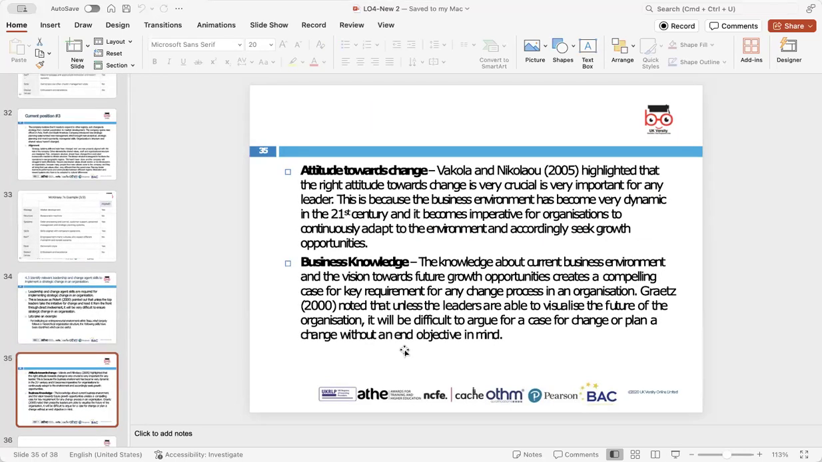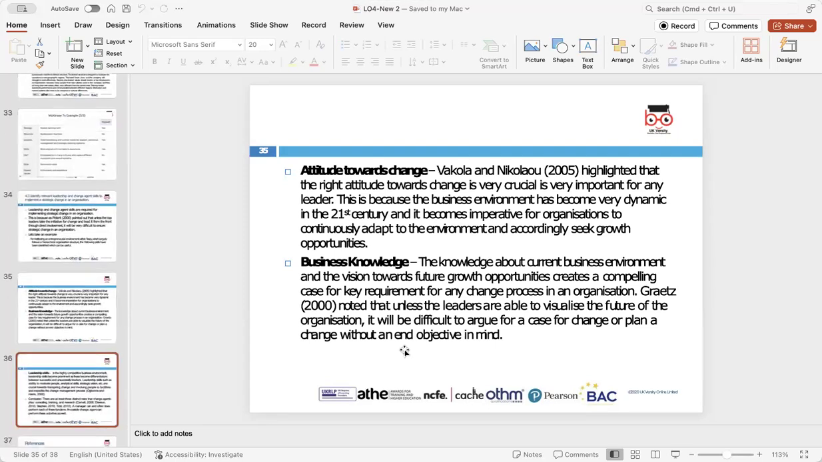Attitude towards change and business knowledge. Attitude towards change: a proactive and positive attitude helps leaders navigate the complexities of change and drive organizational adoption. Business knowledge: understanding the current business environment, and having a vision for further growth are critical for advocating and planning for change. Grades 2000 highlights that leaders must be able to visualize the future to justify and plan for change effectively.